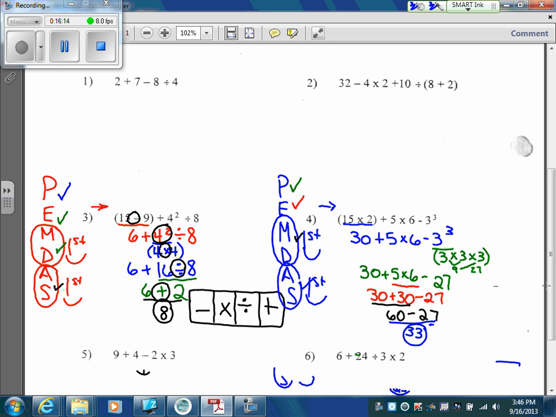Process. Start back at the top. We started with multiplication. The next one was an exponent, which remember was also multiplication. Then we did 5 times 6, another multiplication. Then we had addition of 30 plus 30, and then we had a subtraction of 60 minus 27. So our process was multiply, multiply, multiply, add, and subtract.